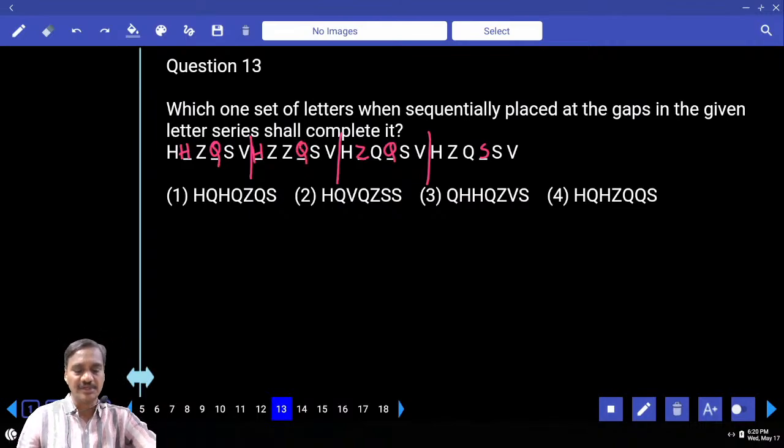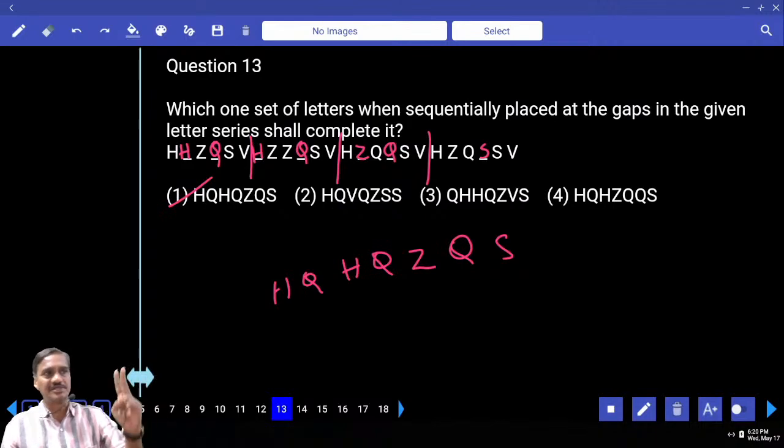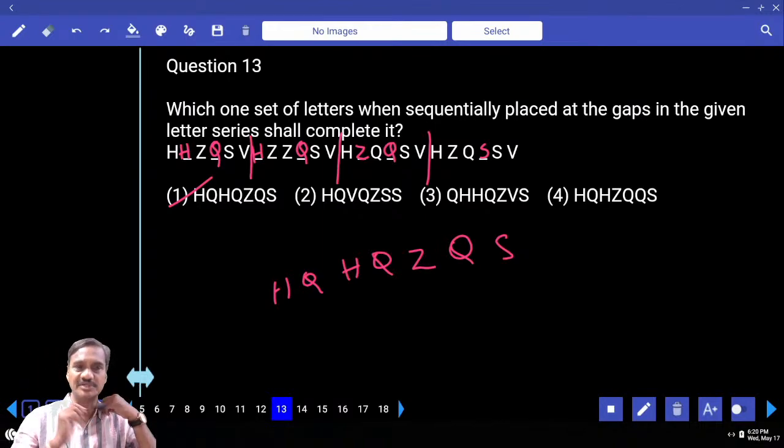Now that's it. And so what are the letters we have? H, Q, Z, Q, S. Choice one. First, H is the letter that is written twice. Next, the second letter written twice, Z. Third letter Q written twice. Then the fourth letter S written twice.